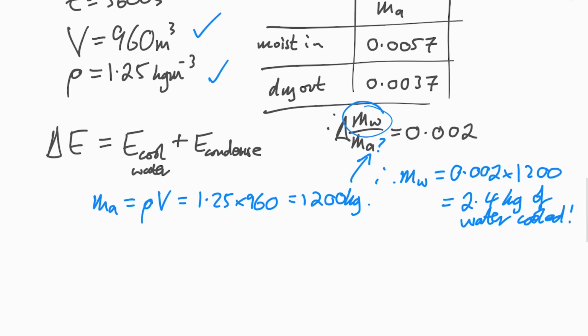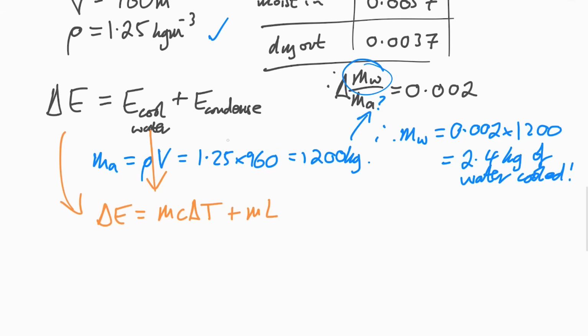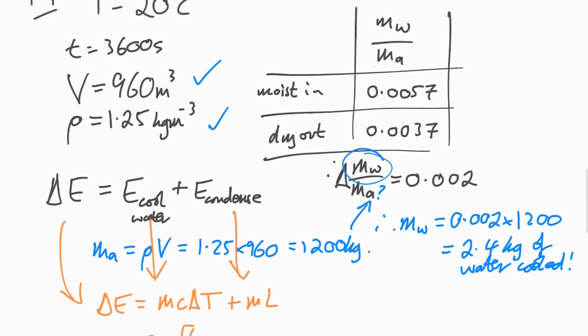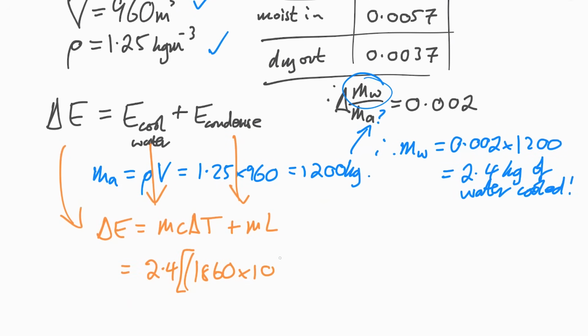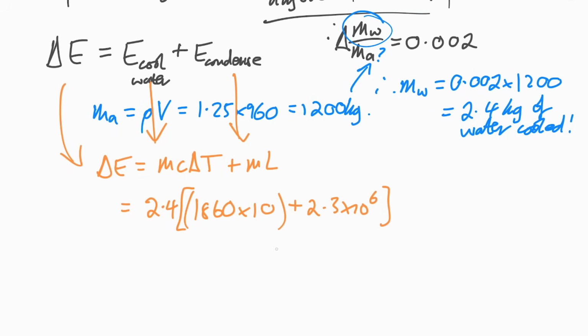So now we have that. Cool. So now delta E is going to be equal to the energy needed to cool the water vapor, that's m c delta t, plus m L. Can I factorize that? So that's 1,860 times, what was the temperature difference? It's going from 20 to 10 degrees, plus the latent heat of vaporization, 2.3 times 10 to the 6. Let's work that out. So I end up with 5.6 times 10 to the 6 joules.